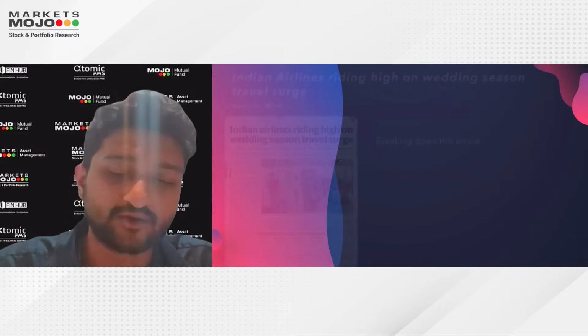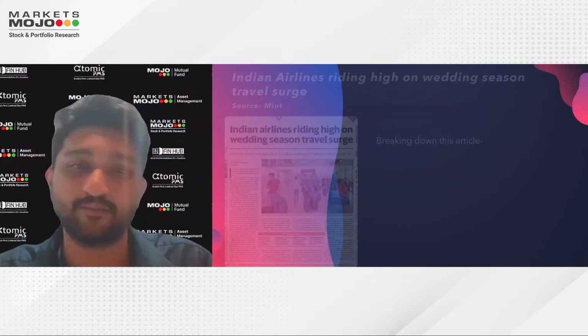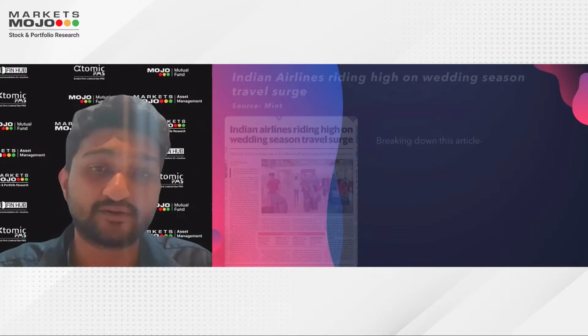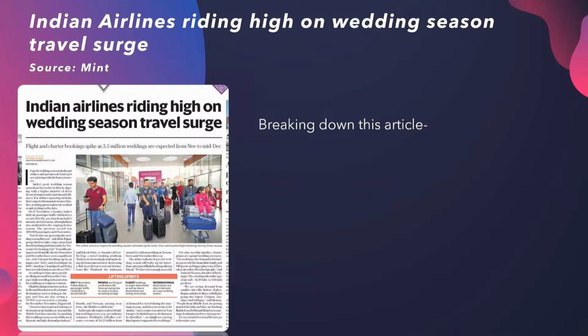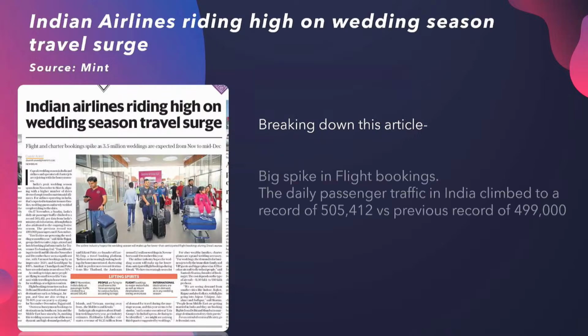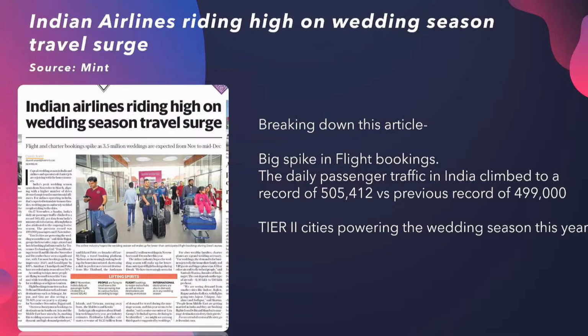When I broke down this particular article from Mint, I found there's a big spike in flight bookings. The daily passenger traffic in India climbed to a record high of 5.05 lakhs versus the previous record of 5 lakhs. There has been a growth. Tier 2 cities are powering the wedding season this year. A lot of flights are taking off from these tier 2 cities, and a lot of people from tier 2 cities are traveling by flights.